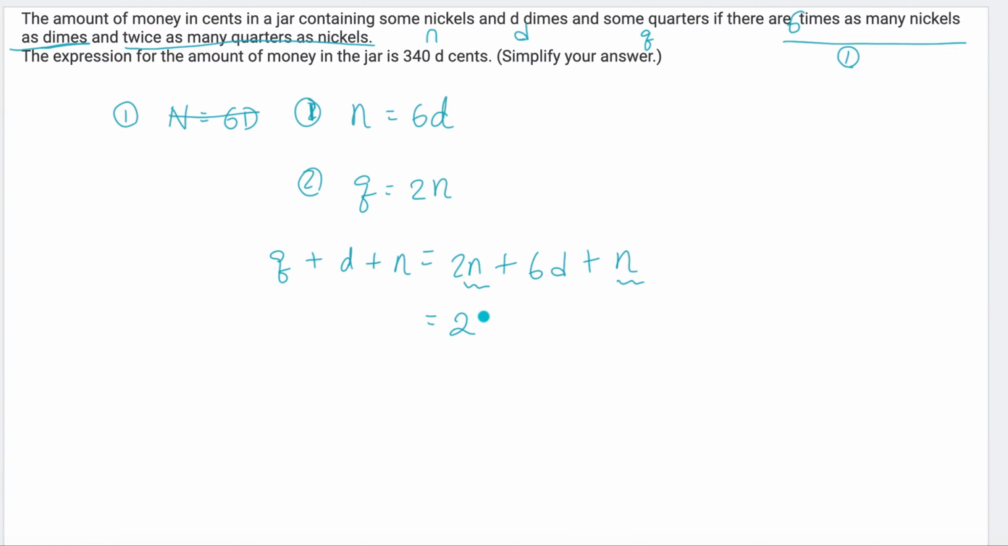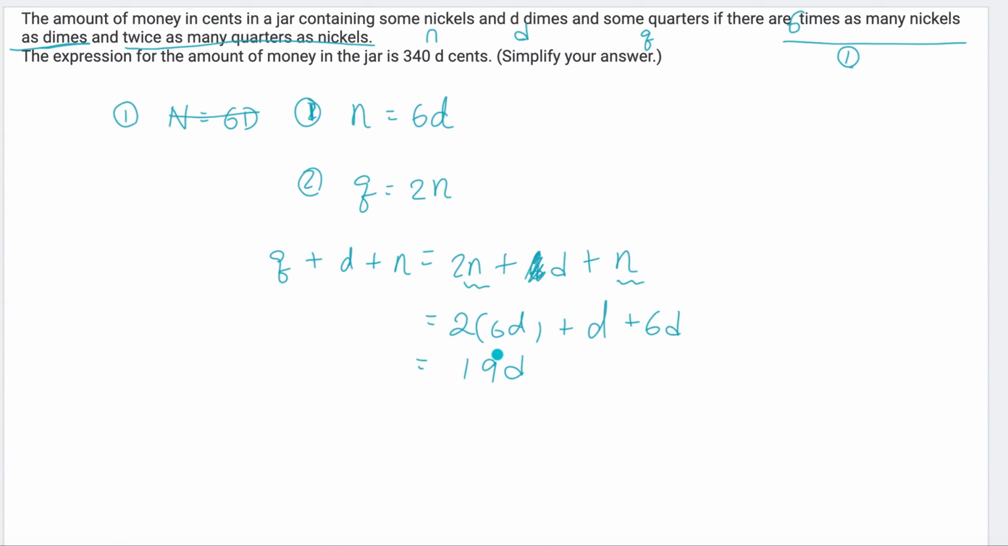So 2 times n is 2 times 6d. And this is, hold on, d is still d. So d, and n is 6d. So that's what we got. And what do we have? 12d plus 6d plus d is 19d. So the number of coins here, we know it's 19d.